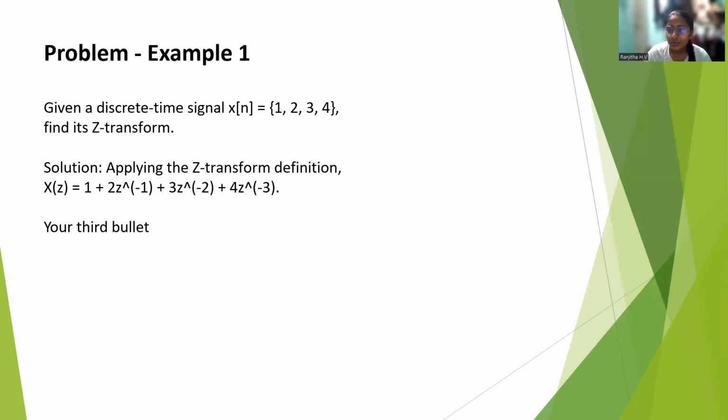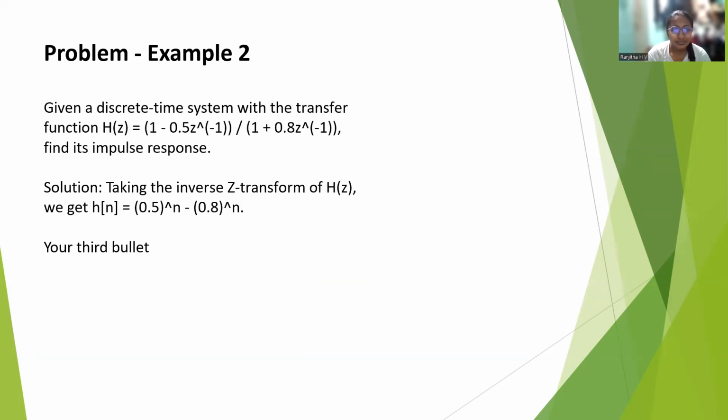Problem one, we are going to take some examples. Given a discrete time signal x(n) equals 1, 2, 3, 4, find its Z transform. The solution: applying the Z transform definition, X(z) equals 1 plus 2 z power minus 1 plus 3 z power minus 2 plus 4 z power minus 3.